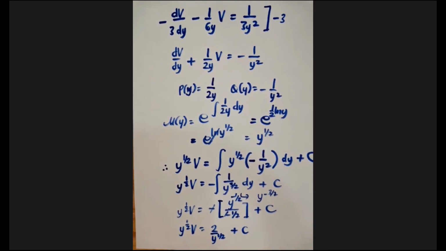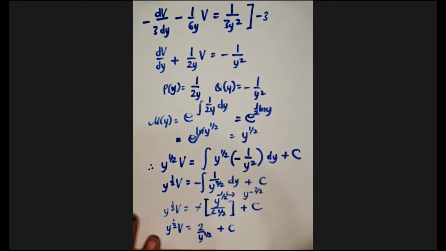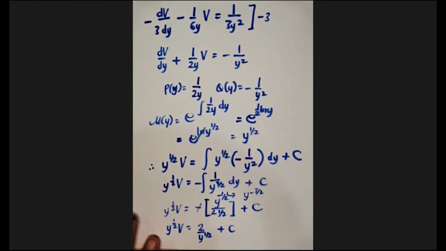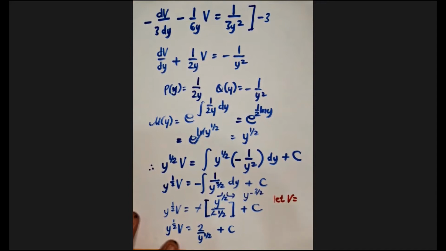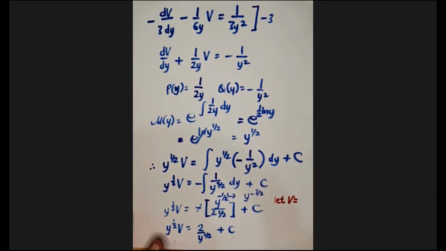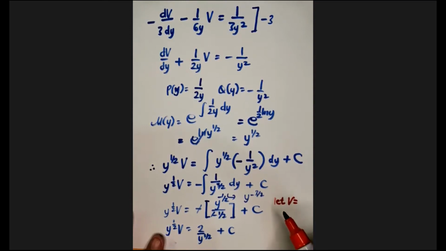Class, I won't move it to another paper, I'll just write it in red. So that means we let v be equal to, what's our value of v? x raised to negative 3. Am I right?